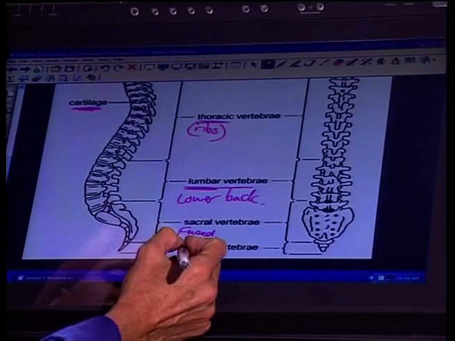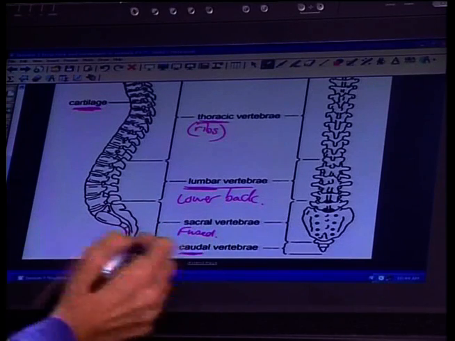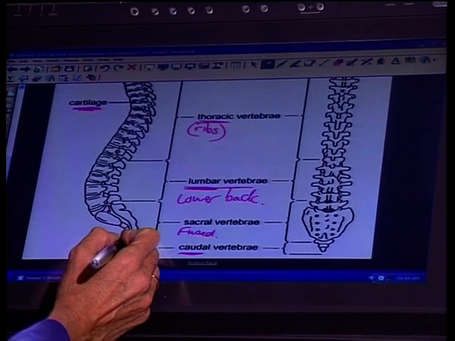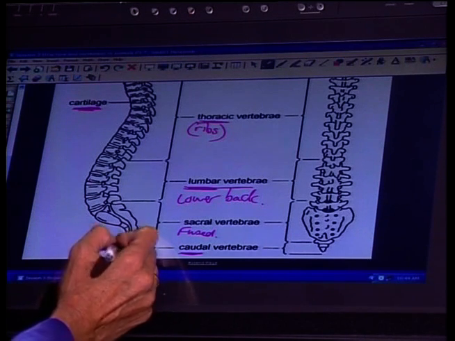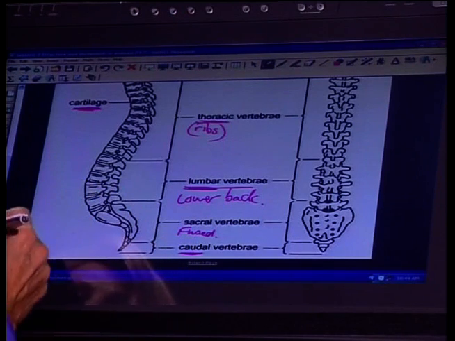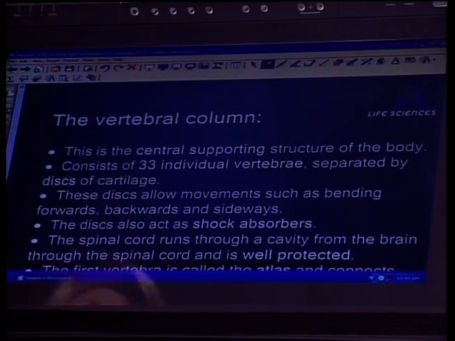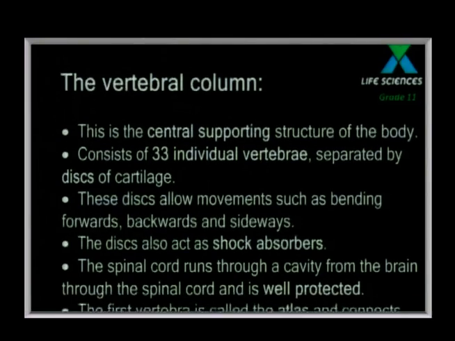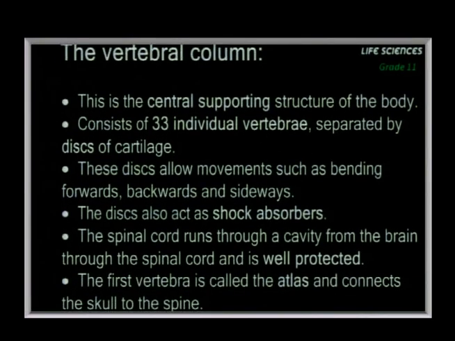Okay, and then the caudal vertebra, which is our coccyx. And there are only 4 little vertebrae sitting on the bottom of our caudal vertebra, and that is our little coccyx. Okay, this is everything I've shown you on the diagram, except I didn't say that there were 33 individual vertebrae. All right, the discs that move, those discs are made up of cartilage. They also act as shock absorbers, but they're made of cartilage. The spinal cord runs through the center.